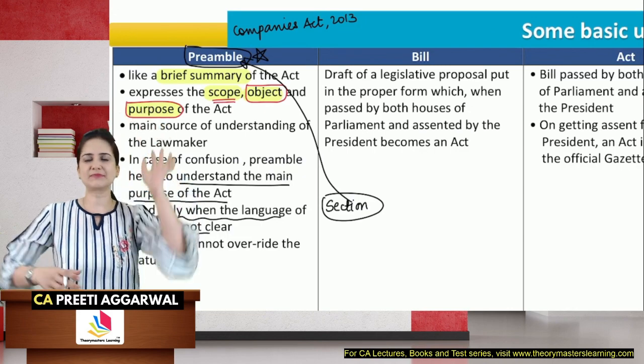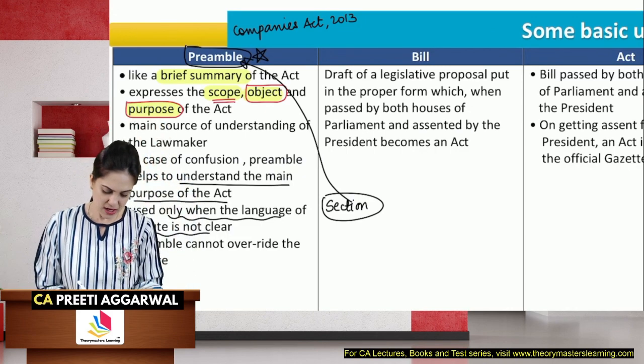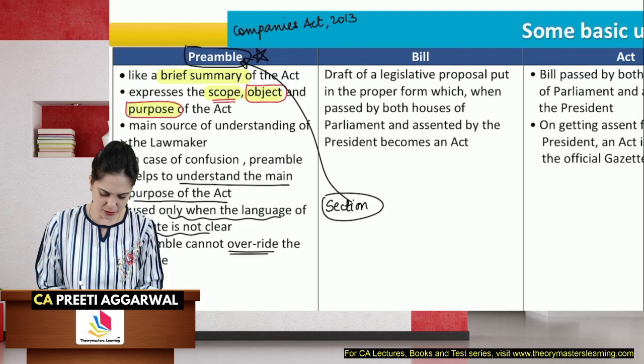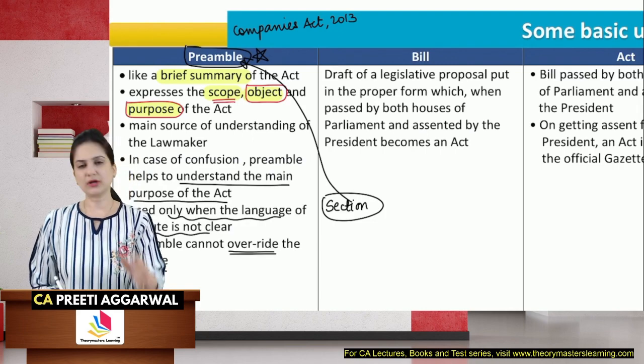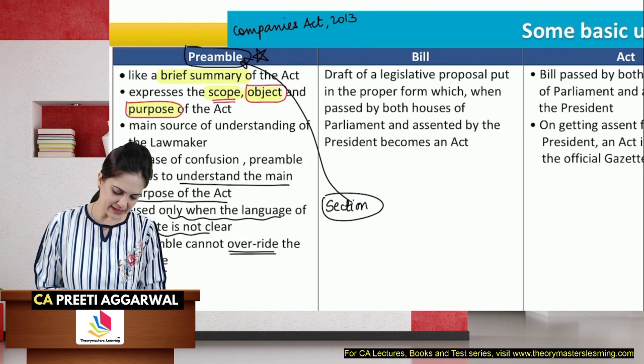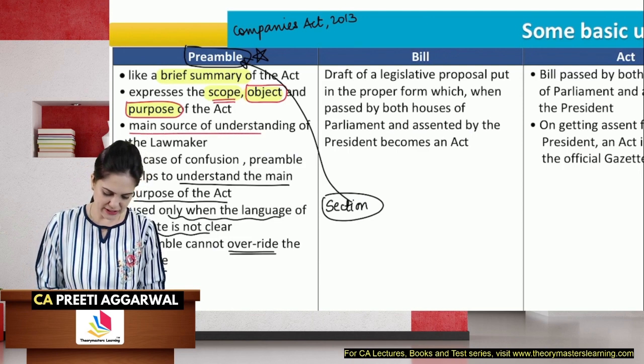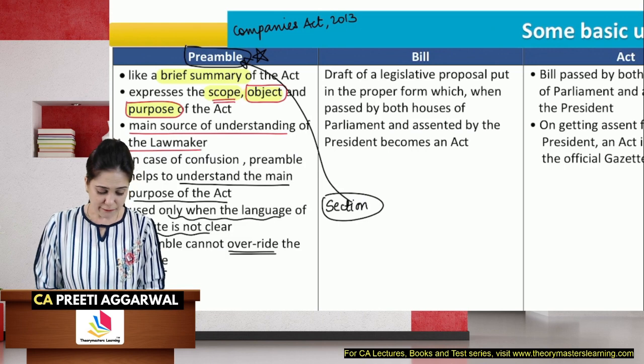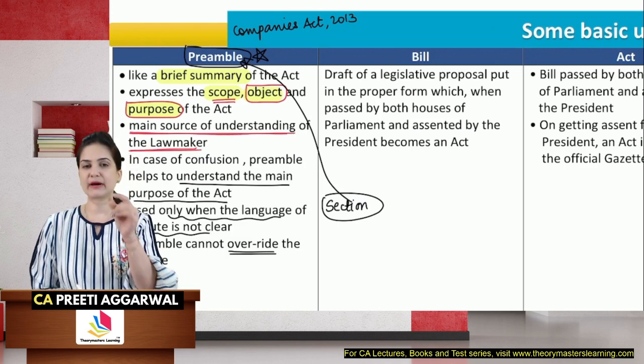But if the preamble is saying something else and the section is saying something else, in that case, you cannot override the statute, you cannot override the law. The statute will prevail, not the preamble. It is the main source of understanding. So we will highlight that it is the main source of understanding of the lawmaker. What did the lawmaker have in mind?